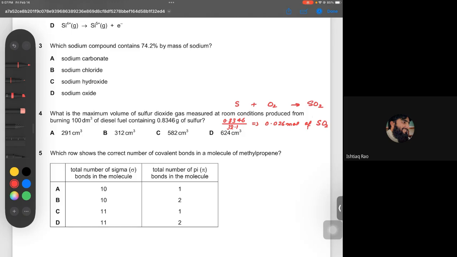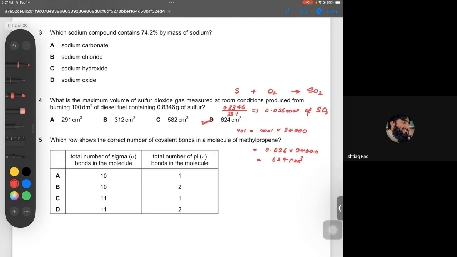And I'm going to find out the volume. So volume would be equal to mole multiplied by 24,000. Why 24,000? Because they are asking in terms of centimeter cube. So you are supposed to multiply your mole by 24,000 centimeter cube. So you would be getting your answer. 0.026 into 24,000 is going to give you 624 centimeter cube. So option D is correct, right?